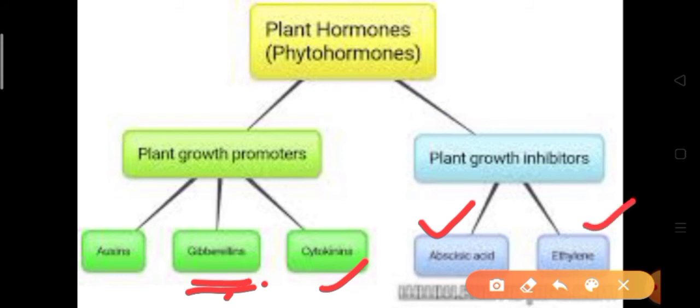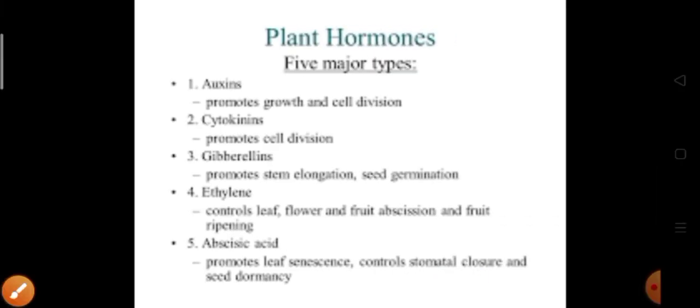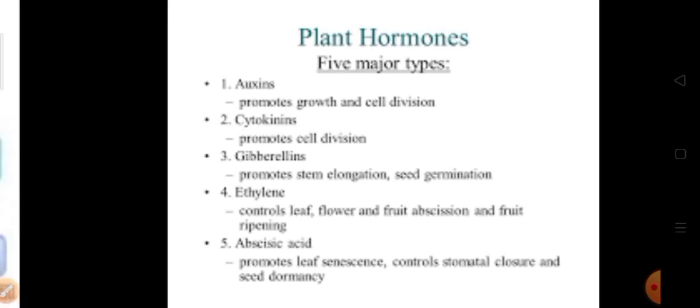Okay, next is your ethylene. Ethylene is a gas produced by ripe fruits. It also helps in ripening of the fruits. So mainly you can say that ethylene helps in ripening of the fruits, and you can also say that it helps in control of leaf, flower and fruit abscission.